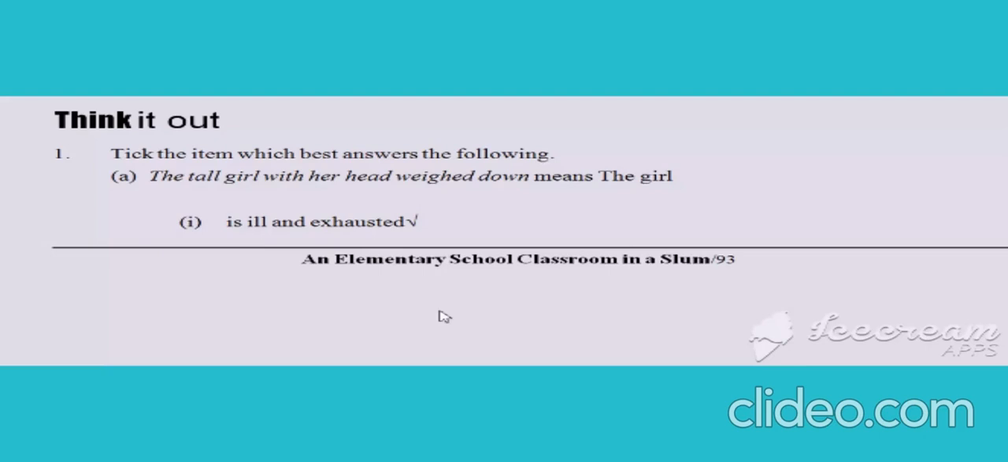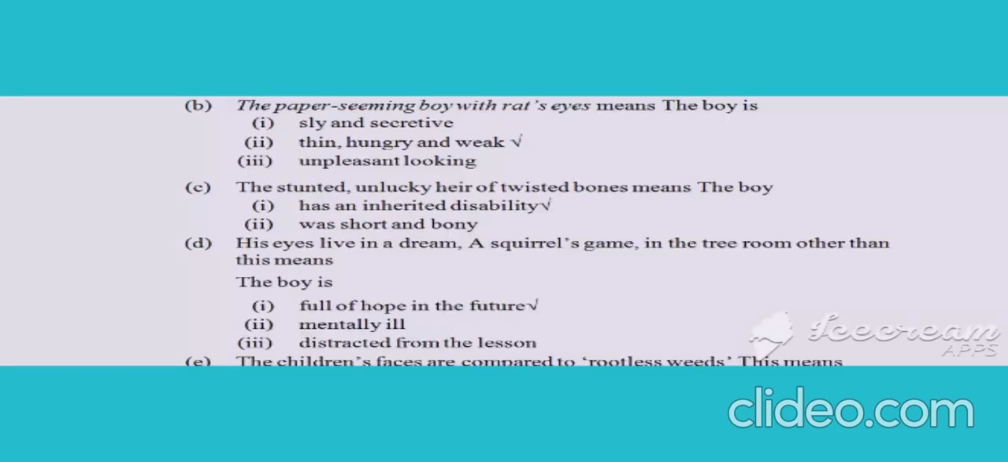Question number 1. Tick the item which best answers the following. The tall girl with her head way down means the girl, and there are some options given, but the first option is correct. The girl is ill and exhausted. Second question. The paper seeming boy with rat's eyes means the boy is. Yes, the correct option is the second one.